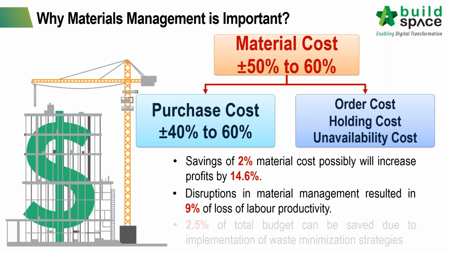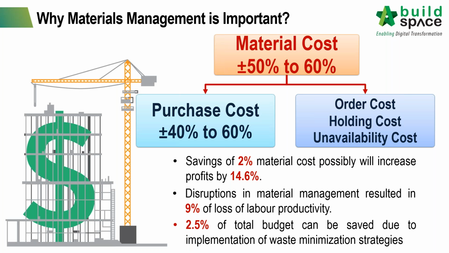So the last one we want to take a look at is, let's say, 2% of our total budget can be saved due to implementation of waste minimization strategies. Waste minimization strategies will be achieved by proper management of materials, including starting from planning all the way to procurement, warehousing, and distribution to the site. I hope these statistics will give us a good ground to discuss why material management is important.